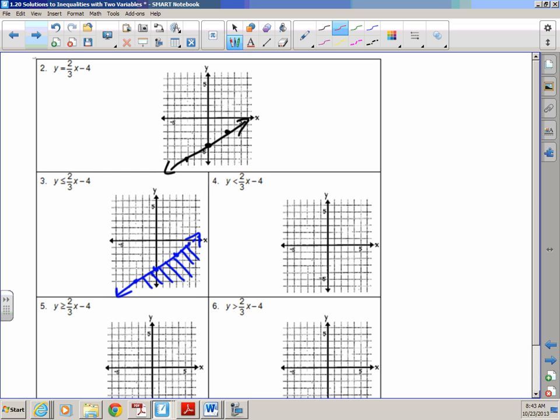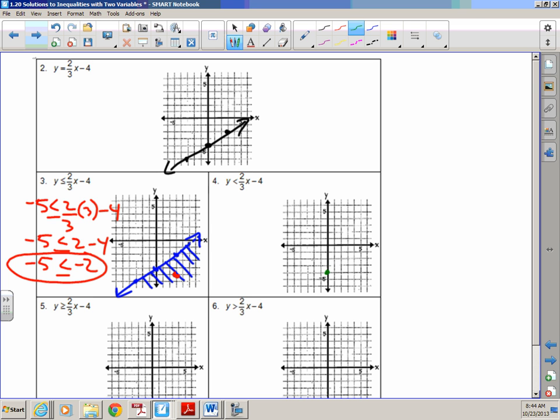Now, how can we check that? Well, a simple way to check it is to choose a point that's in the solution set. So let's say I chose the point 3, negative 5. Negative 5 is my y value. 3 is my x value. So when I solve this, 2/3 times 3 is 2. Is this a true statement? Yes. Then that means all of these points in this shaded blue area and below onto infinity are part of my solution set.